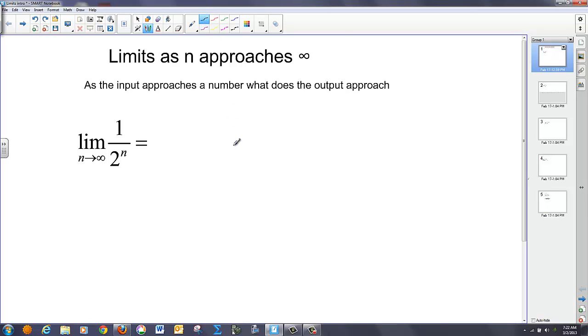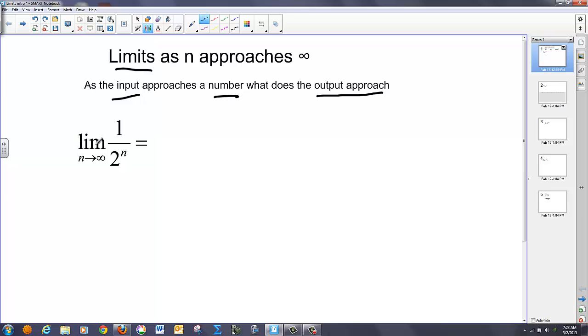Today we're going to talk about the concept of limits, or another way to think of limits is kind of like an end behavior in this case. Basically, as an input value approaches some number, we want to know what the output value approaches. Typically, limits are written in this form.